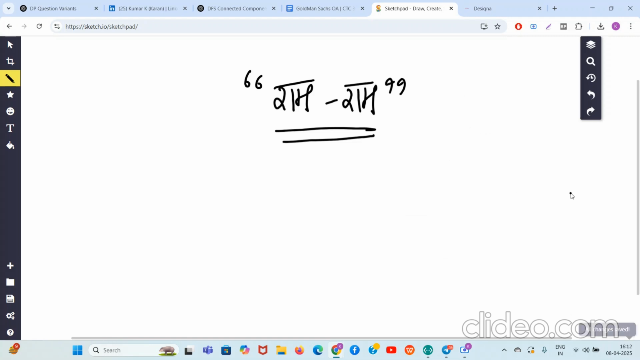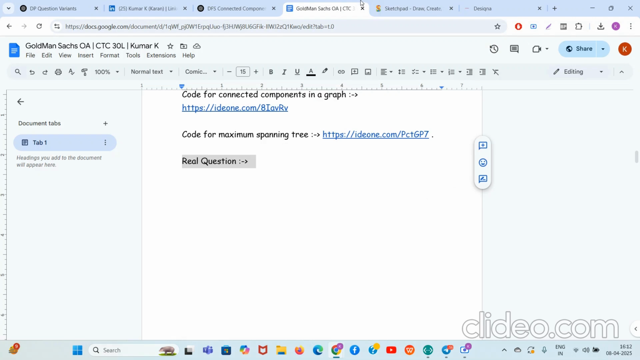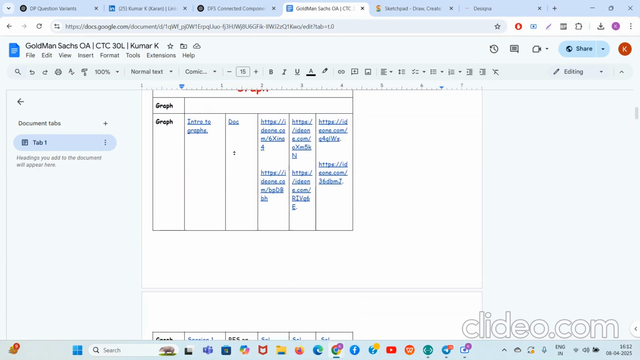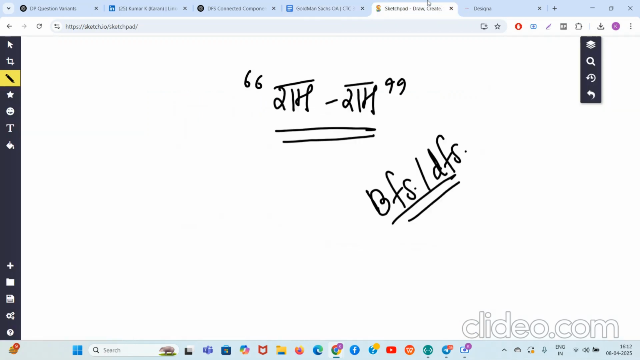So guys, in this graph now you should know how to do BFS and DFS. BFS and DFS are ways to traverse the graph. How to traverse the graph and how to do those things are explained in these videos with detailed code in C++, Java, Python. Please go through them. Now I will discuss the connected component concept of the graph.